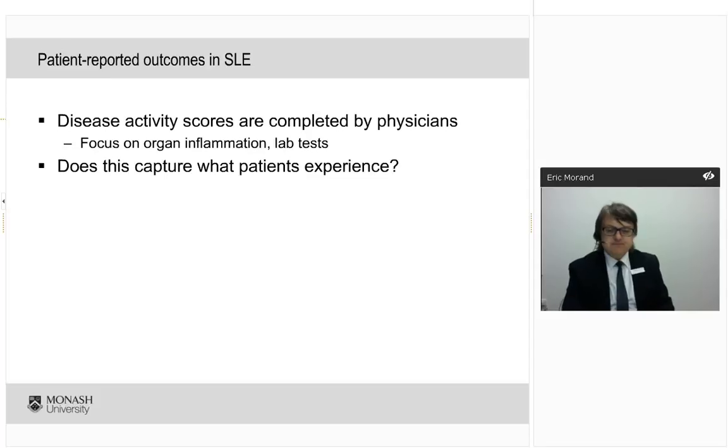Now, what about patient-reported outcomes? So all the things I've shown you so far, these disease activity scores and so on, are scores that are completed by the treating doctor. They focus on organ inflammation, such as the presence of arthritis or rash, etc., and on lab tests, such as the presence of low blood count or hematuria, protein in the urine, etc. And this is the sort of thing that the physicians measure in their clinical encounter with the lupus patient. The question is, does this capture what the patients experience?